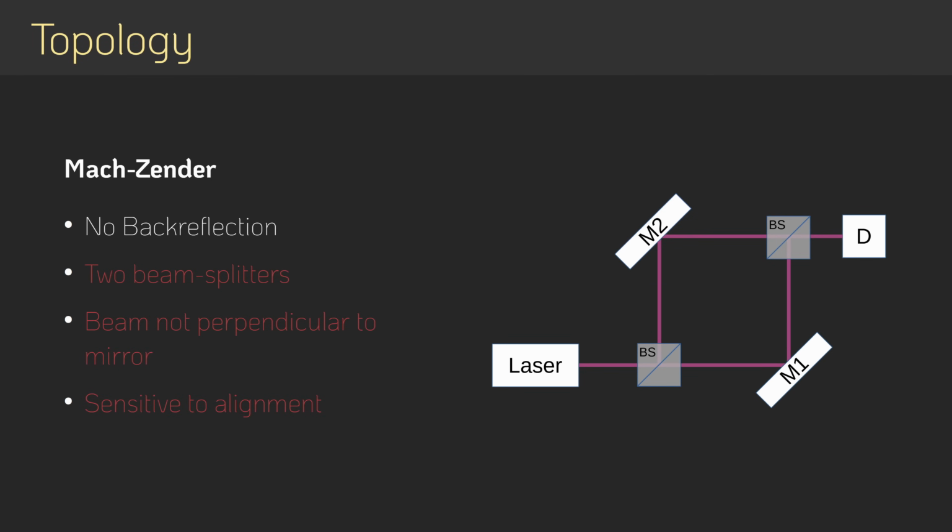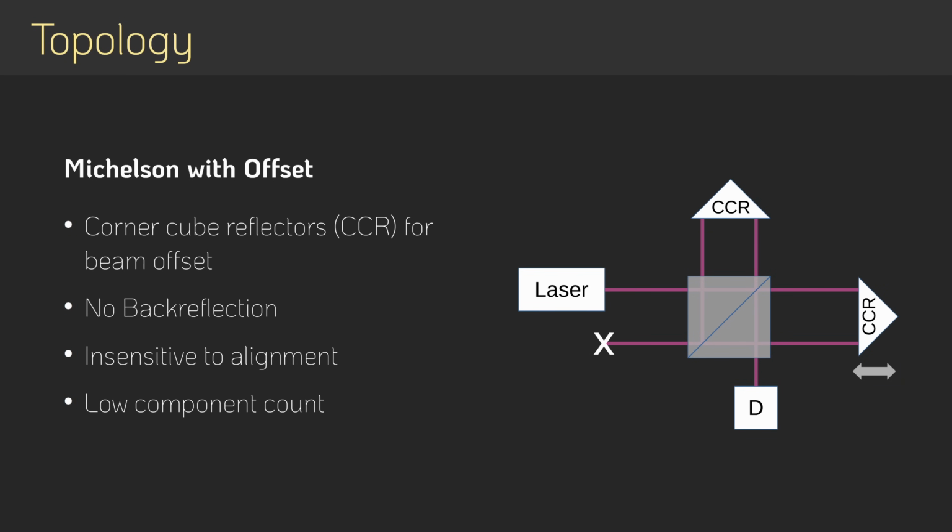Mach-Zehnder interferometers do not suffer from back reflections, but require more optical components. Also, the beams are incident on the mirrors at an angle, which limits the ability to make large linear motions of the measurement mirror. A variation of the Michelson interferometer also avoids back reflection by using offset beam paths. This is achieved by replacing the plane mirrors by corner cube reflectors. Due to the offset, the reflected beam misses the laser source and can be absorbed nearby.